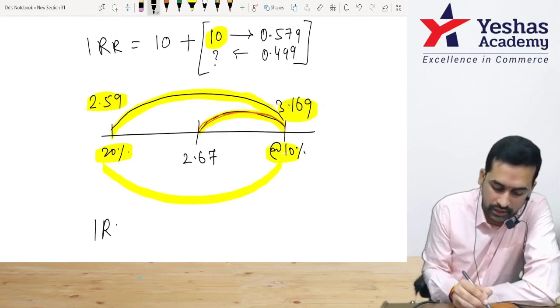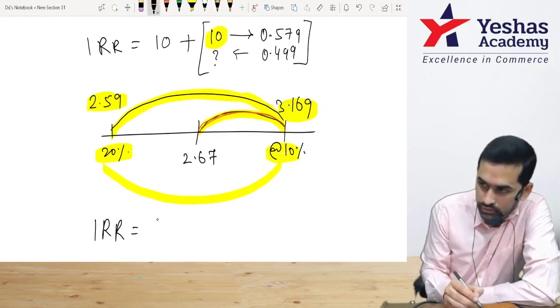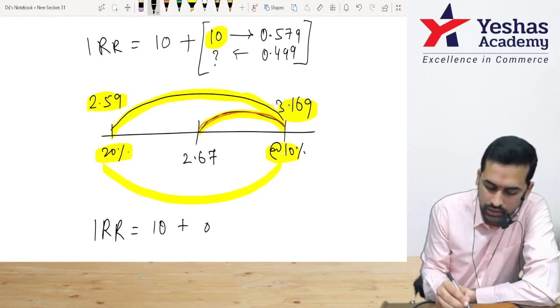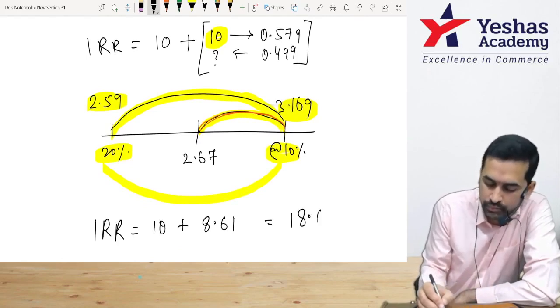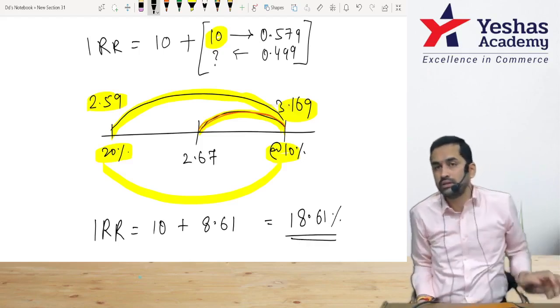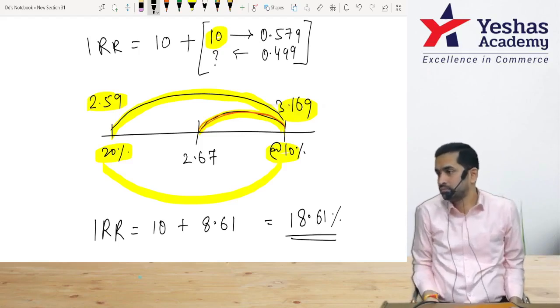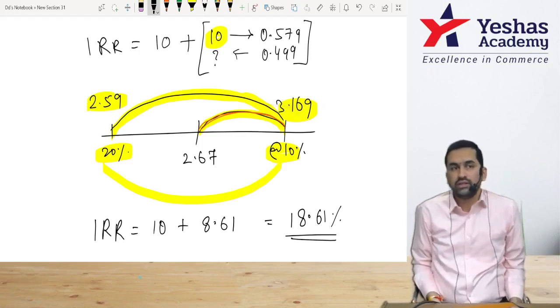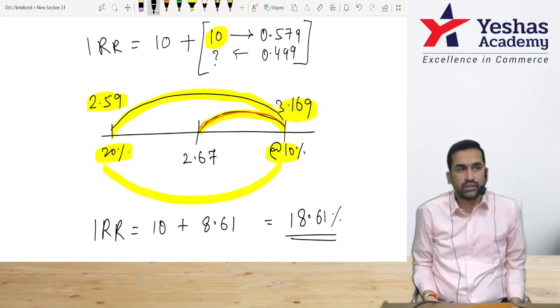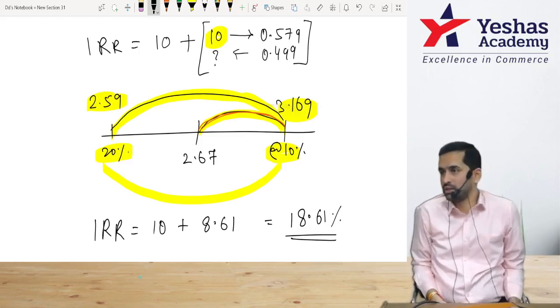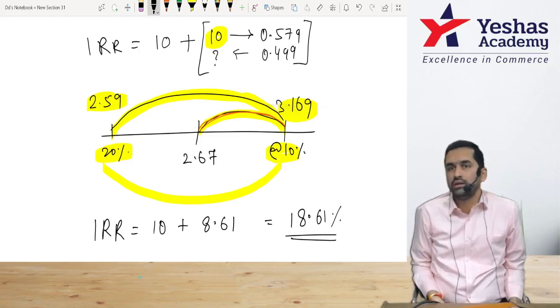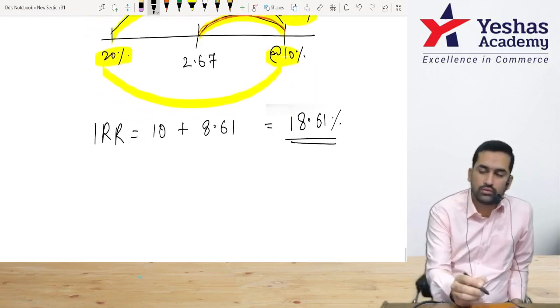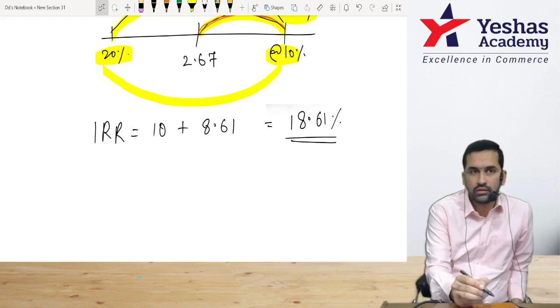I'm writing here. IRR is what? 10 plus 8.61. That means 18.61%. This is not the final answer. If the discounting rate becomes 18.61, your NPV reaches 0. Same way you have to show the percentage change, correct? Done till here.